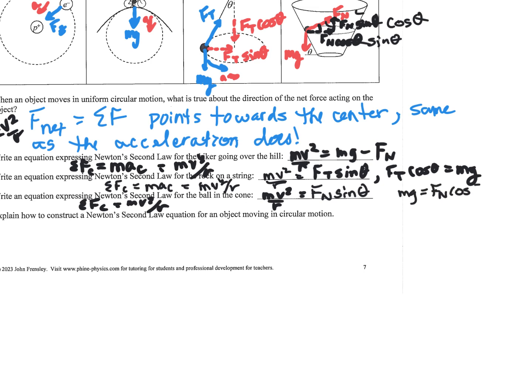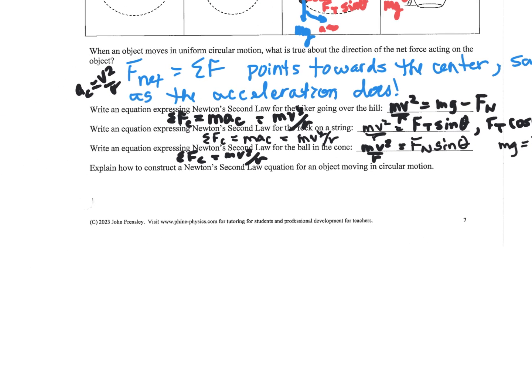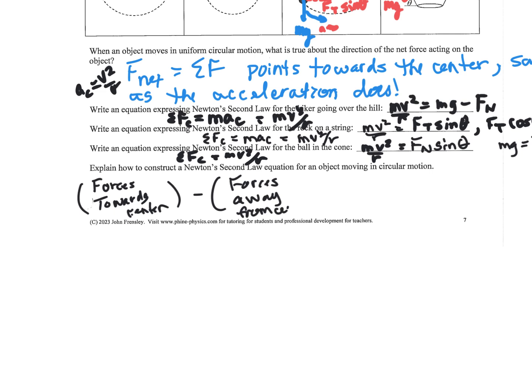Okay? How do we construct a Newton's second law equation for an object moving in a circle? Forces towards the center minus forces away from center equals mv squared over r.